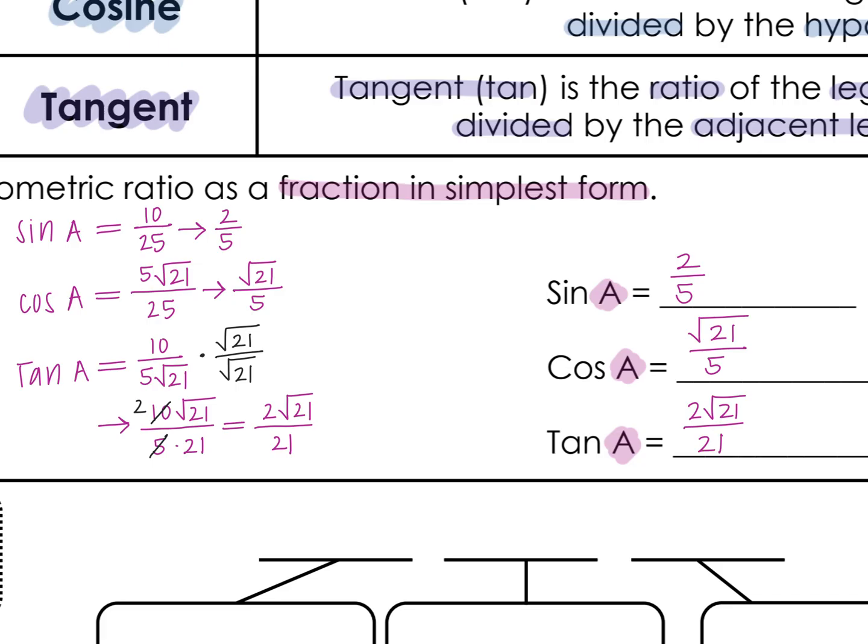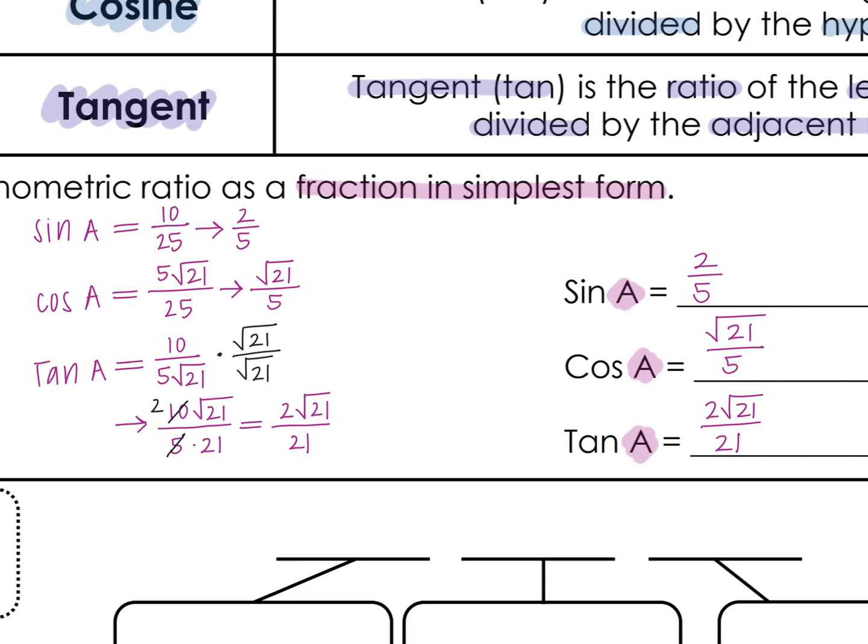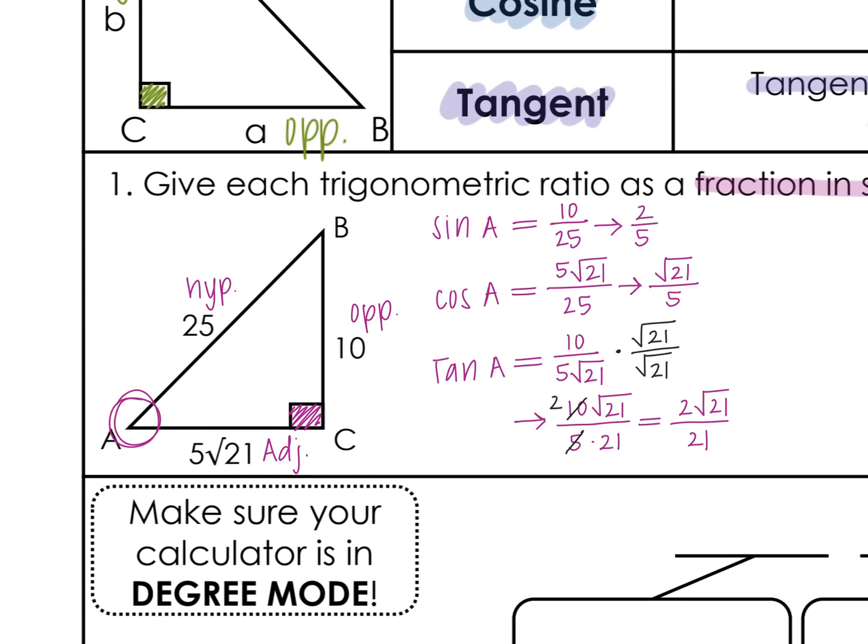And so those are going to be my answers for the angle A. Now let's come back to this picture, and we are going to look at using our angle B. So here I'm going to start by circling angle B. Noticing that my hypotenuse does not change. We will still have that 25 as my hypotenuse. But my opposite and my adjacent are going to switch. And so that is going to change up some of my answers.